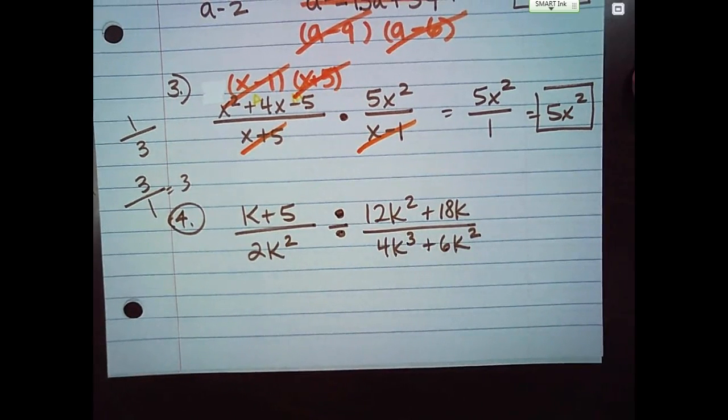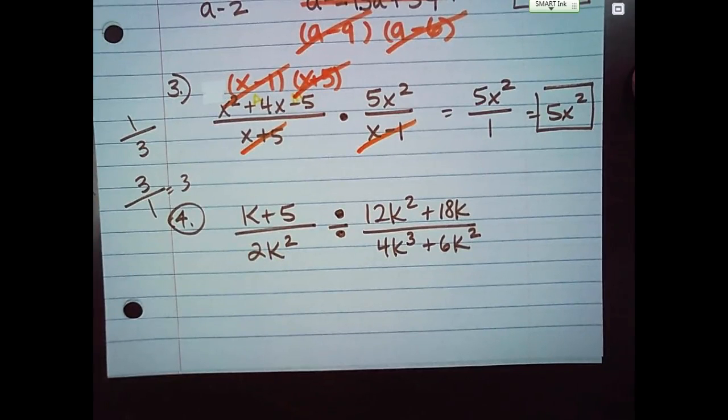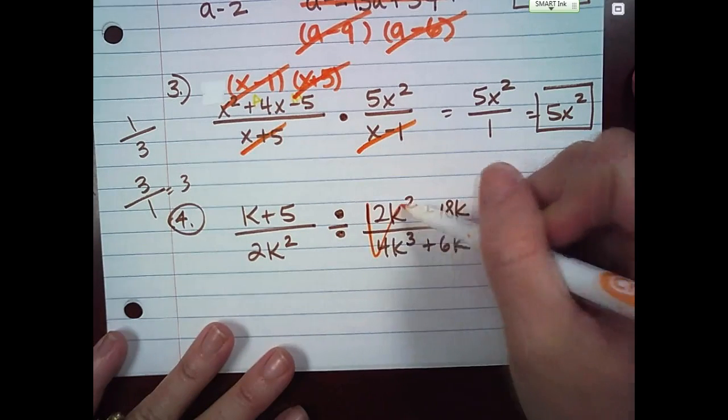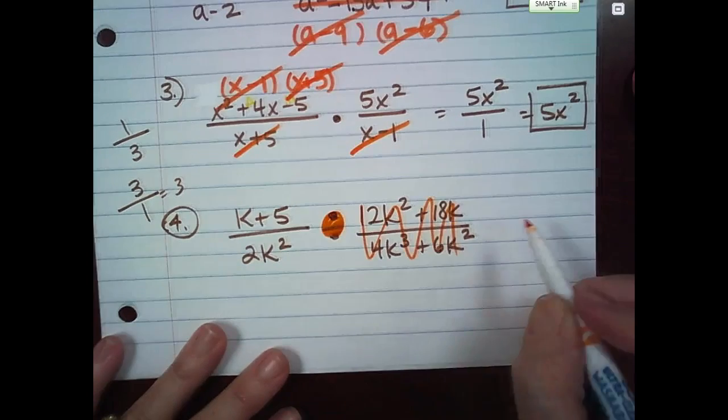Good job. Immediately, what do you guys see? What kind of problem is this? It's not a multiplication problem, it's a division. Okay, you need to personally decide on how you want to do this, but do not wait to flip. You can either rewrite the whole answer, or you can just cross this off, change it to multiplication and flip it.